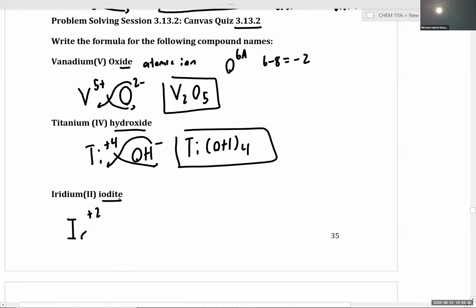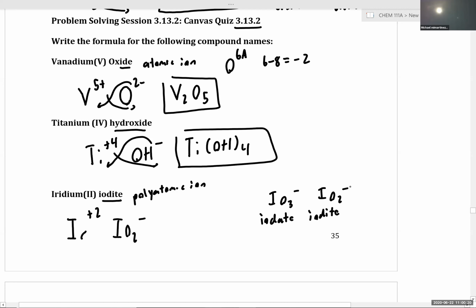Now iodide is a polyatomic ion. Would someone like to provide the formula for iodide? The name ending tells me we're dealing with a polyatomic ion. Looking at your list of polyatomic ions, would someone like to provide the formula for iodide? Yep, IO2 minus. Just for your reference, iodate is IO3 minus, while iodide is IO2 minus.